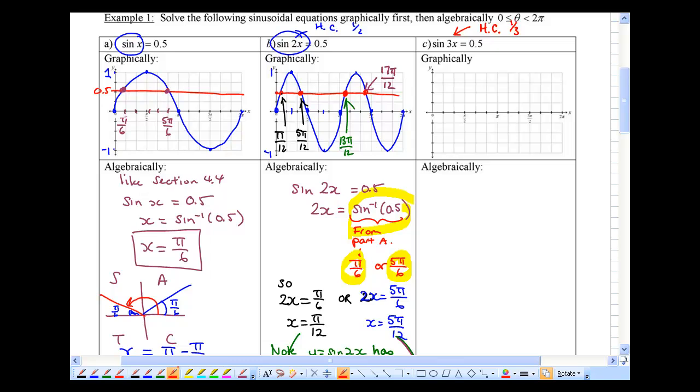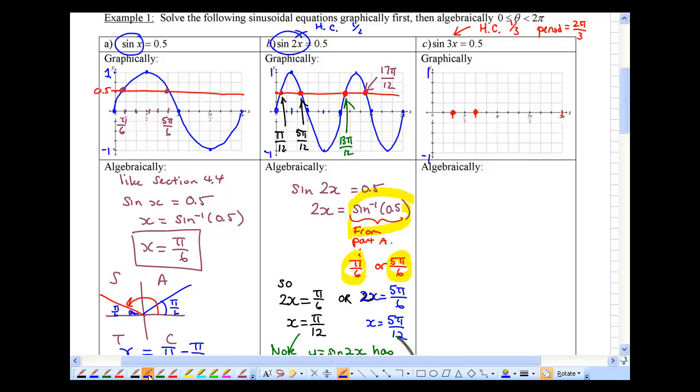This is a horizontal compression by a factor of 3. So from 2 pi, I'm going to cut this into thirds. The period, of course, is 2 pi over 3. So 1 pi over 3, 2 pi over 3. So there's its ending. I guess I should graph this out. I should use blue to be consistent as well.